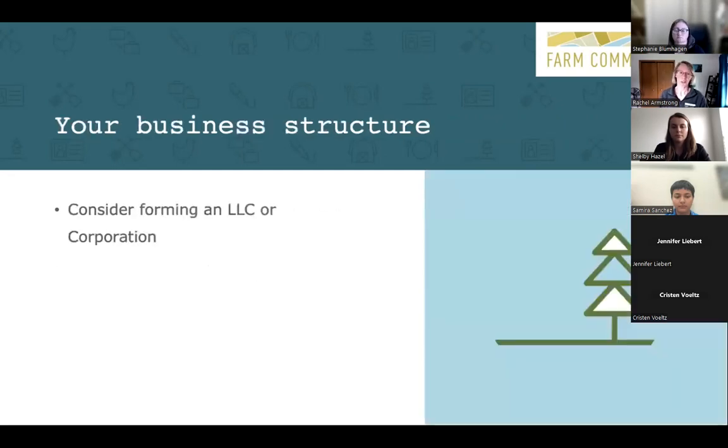And last thing, consider forming an LLC or a corporation. If something awful does happen and you are sued and you have an LLC or corporation, you can at least protect your business assets. You may lose all of your business assets, but at least your personal ones will be protected.